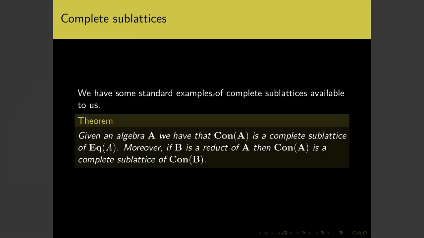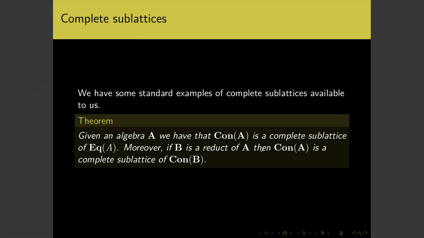Now, why are we introducing this? Besides that it's a somewhat logical thing to do with complete lattices. Well, we have some standard examples of complete sublattices. If we have any algebra A, then the congruence lattice of A is a complete sublattice of the lattice of all equivalence relations on A. And so having an explicit description of how to take joins in this lattice of all equivalence relations actually tells us how to take explicit joins in the congruence lattice for any algebra A whose universe is the set A.